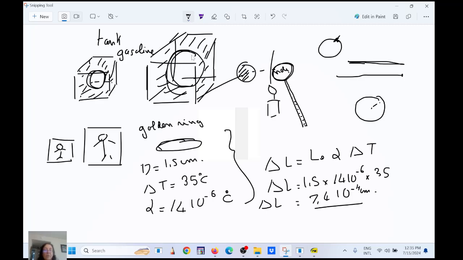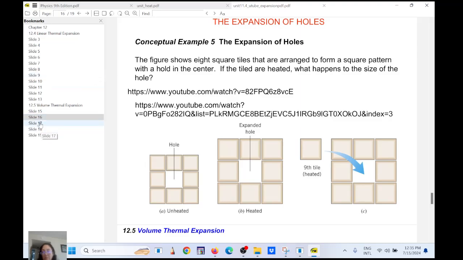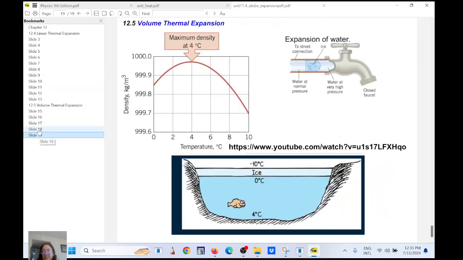Because if you have, remember, the liquid will expand more than the volume of the tank. So there was an overflow of gas from the tank. Okay, so I think there is an example here.